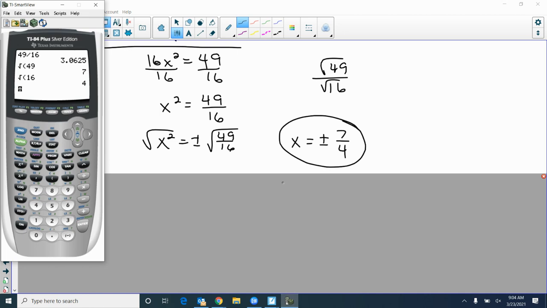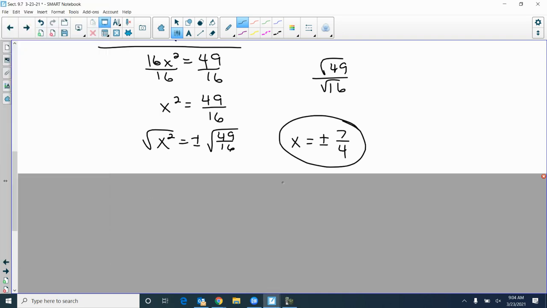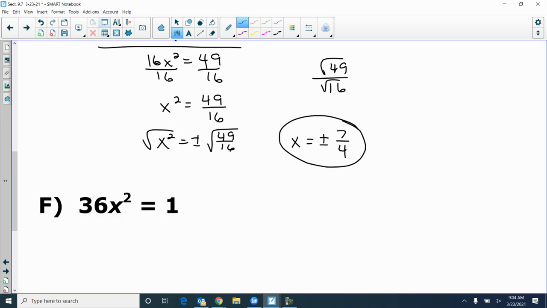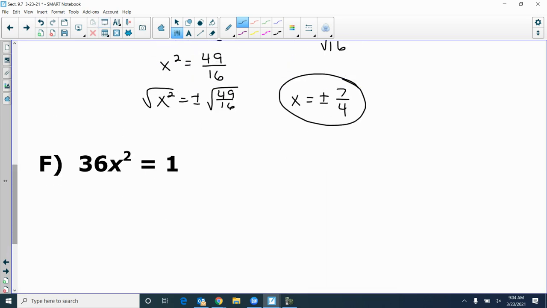Now here's what's going to happen though. What happens if I hit the square root of 49 divided by 16 in the calculator? It's going to give you a decimal. I don't want that. I'm going to just leave it as 7/4. That tells me you know what's going on. Otherwise it tells me you just shoved it in your calculator and wrote down whatever it gave you. So you may get a fraction.